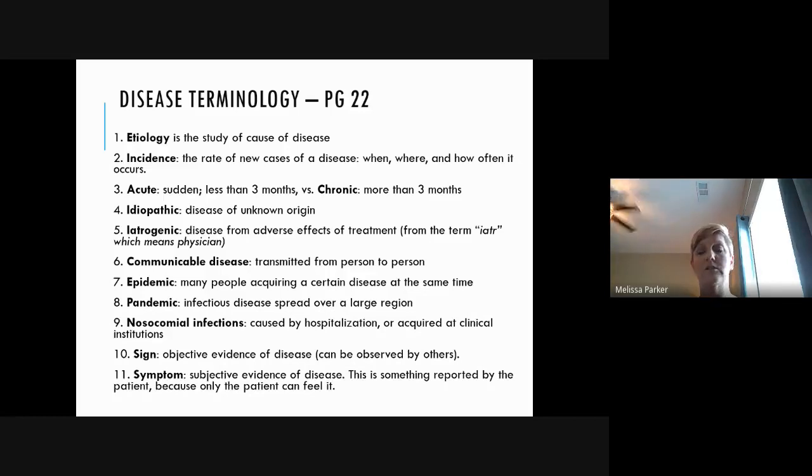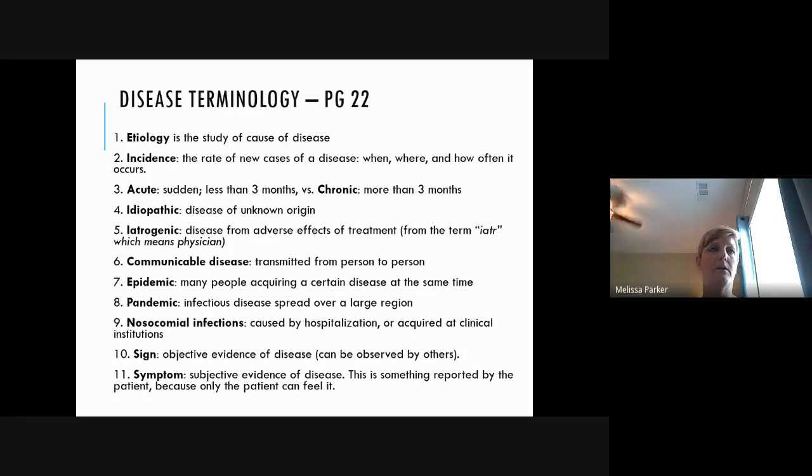So iatrogenic. Iatrogenic is disease from an adverse effect of treatment. Iatra means physician, so it means it was caused by the physician. Now, iatrogenic could be that you go in to have an amputation of your right leg and they accidentally amputate the left leg. That's iatrogenic, okay? But iatrogenic doesn't mean that the doctor is always doing something wrong.